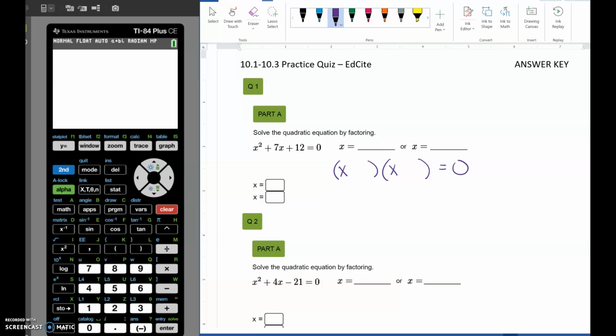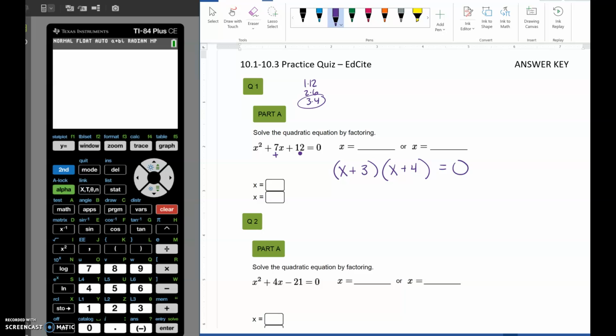You need to figure out which two numbers will multiply to give you 12 and add up to 7. So think about ways to multiply to get 12. You've got 1 times 12, 2 times 6, 3 times 4. 3 and 4 would give us 7. It's a positive 3 and a positive 4. So positive 3 and positive 4 add up to 7. Positive 3 times positive 4 gives us 12. That is the factored form.